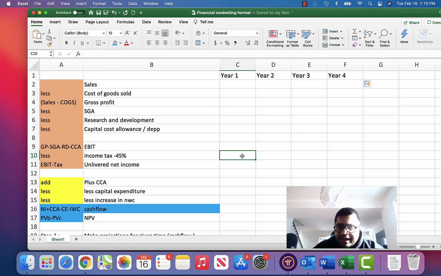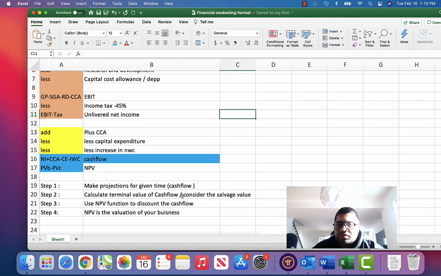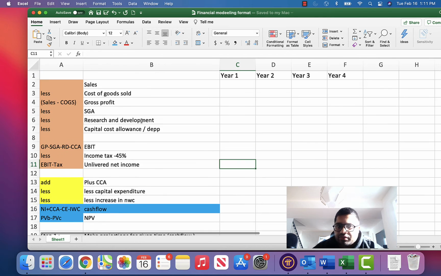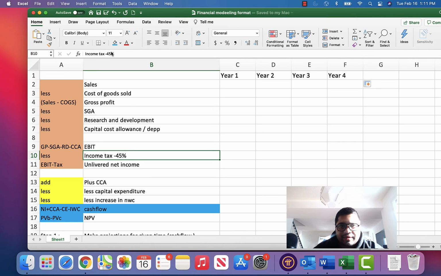You deduct tax, right? You get net income. You get unlevered net income. Why is it called unlevered? Because we are not deducting interest. We are just deducting tax. We do not consider interest when we are doing valuations. The reason being, we use interest as a discount rate. So we do not subtract interest from EBIT. We just subtract income tax, at whatever is the corporate tax rate given.